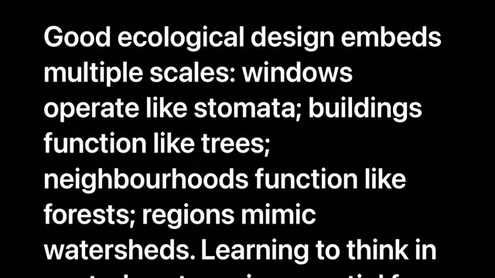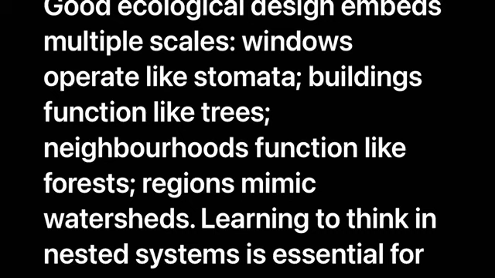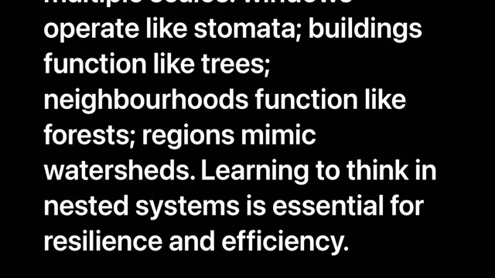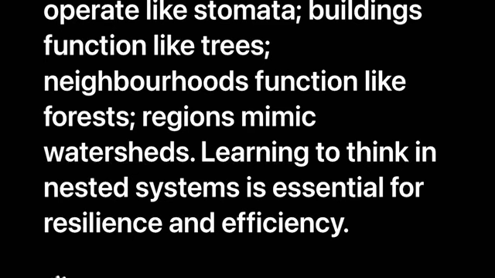Good ecological design embeds multiple scales. Windows operate like stomata, buildings function like trees, neighborhoods function like forests, regions mimic watersheds. Learning to think in nested systems is essential for resilience and efficiency.